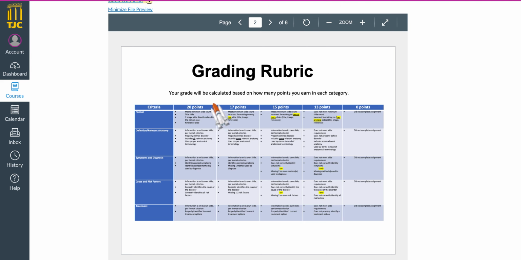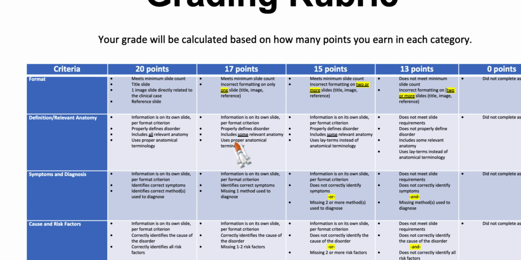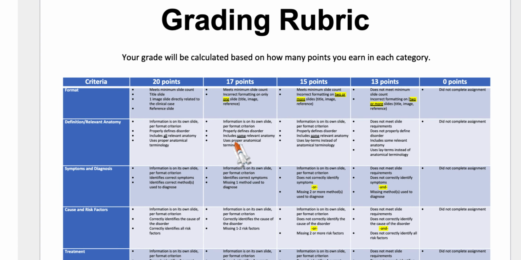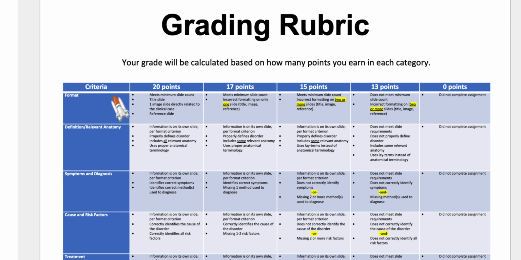Okay, here's that grading rubric again. It's formatted a little bit more nicely, so let me zoom in here a little bit. Just reminding you that your grade will be calculated based on how many points you earn in each category. So here, what I would do is print this slide out and have it off to the side when you're making your own PowerPoint, so that you can literally just go down the list and make sure that you meet everything for this 20-point column.